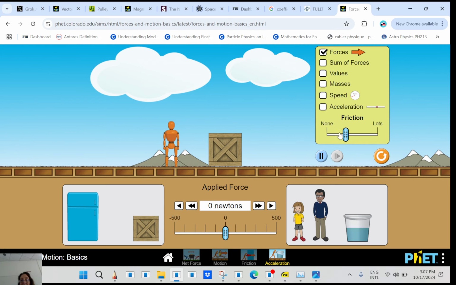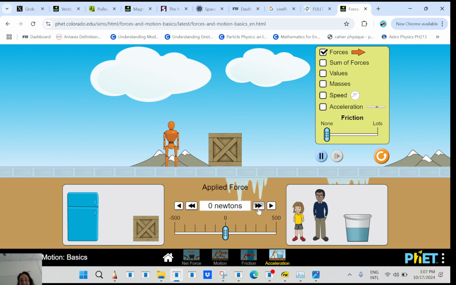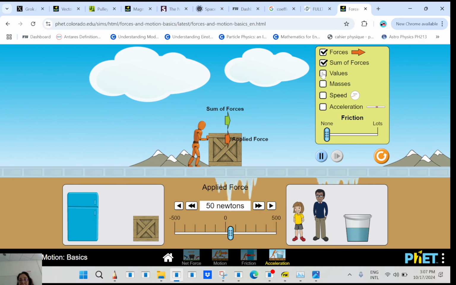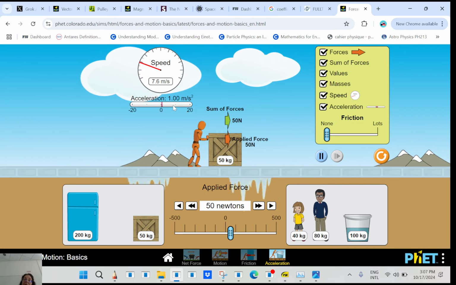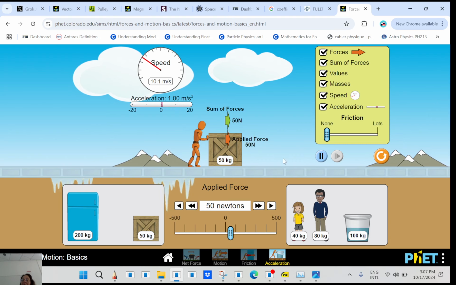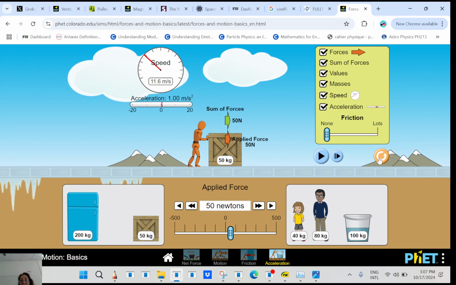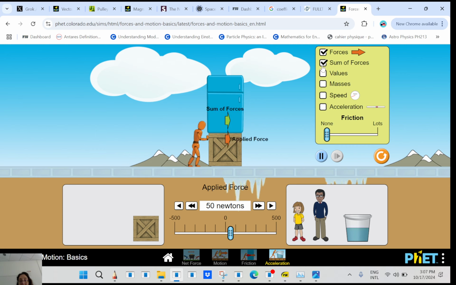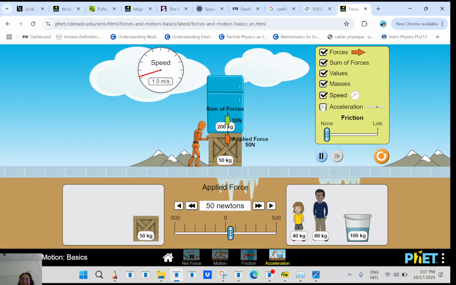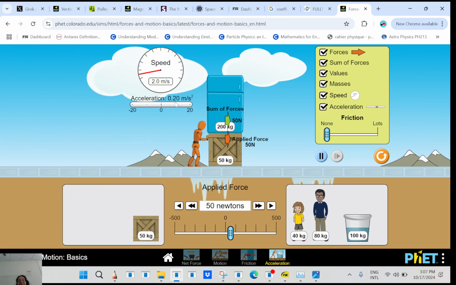Okay, so the same force here. Half the mass, that will be the acceleration, 1 meter per second per second. Now, if I increase the mass, boom. And here, do you see the acceleration? It's 0.20. Do you see how the acceleration has decreased because it has more inertia?